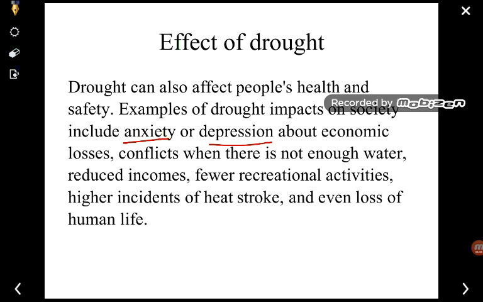Even because of the shortage of the food, there will be conflicts होते हैं. When there is not enough water, reduced income, fewer recreational activity, etc. So it is said that drought is a very important disaster which can affect the people's health and safety. Both the things are affected by means of the drought, because drought impacts the society in different ways.